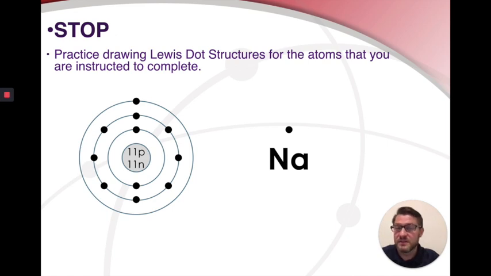So let's look at another one. So let's look at chlorine. Chlorine is number 17 on the periodic table because it has 17 protons. Again, chlorine typically has 17 protons and 17 neutrons. And because of the 17 positive charges that it has, it's going to draw in 17 negative electrons.